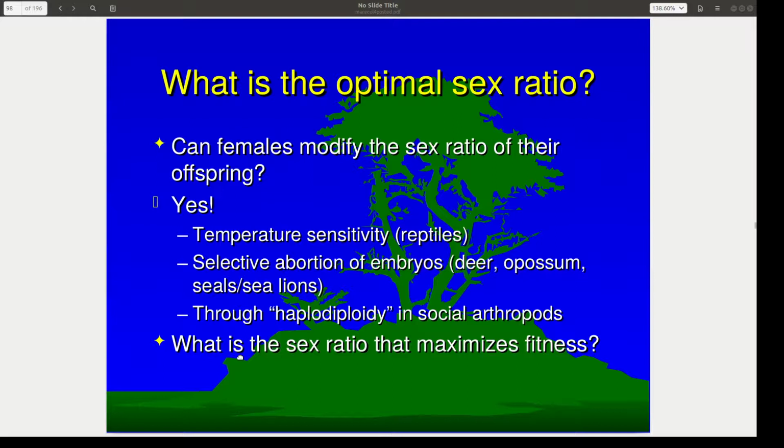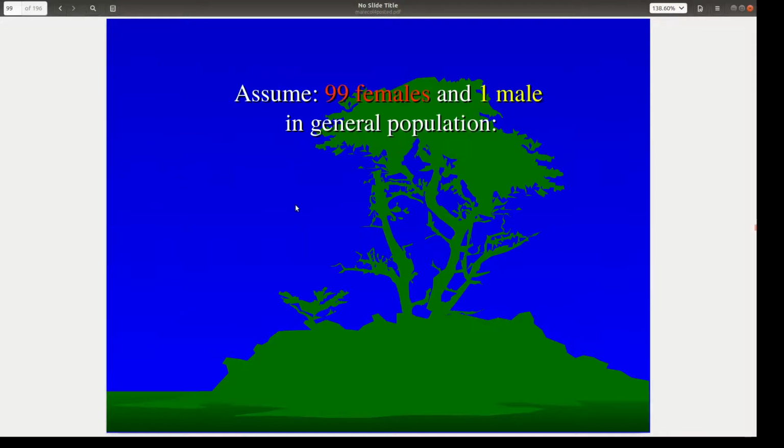So what's the sex ratio that maximizes fitness? We're going to start in this model by assuming an extreme scenario. Let's assume that the population consists of 99 females and one male, and we'll calculate the fitness of females that produce different numbers of sons and daughters. We assume that fitness is measured as the number of descendants, and in this case, the number of grand offspring. The number of grand offspring of a female defines her fitness.